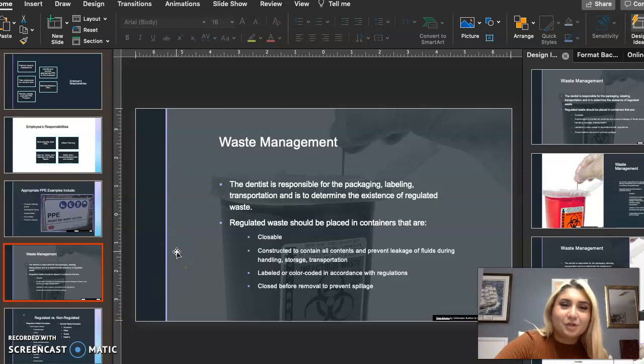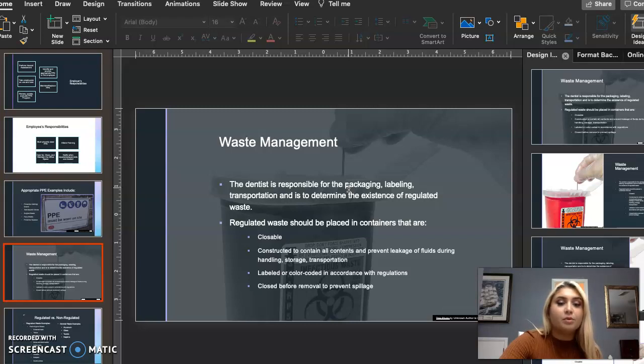Hi guys, going back to waste management, the dentist is actually responsible for the packaging, labeling, and transportation of the regulated waste, and they are to determine its existence. Regulated waste should be placed in containers that are closable, constructed to contain all its contents. They should be made in order to prevent leakage of any fluids during the handling, storage, or transportation process.